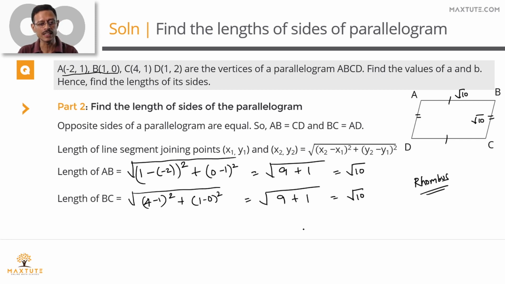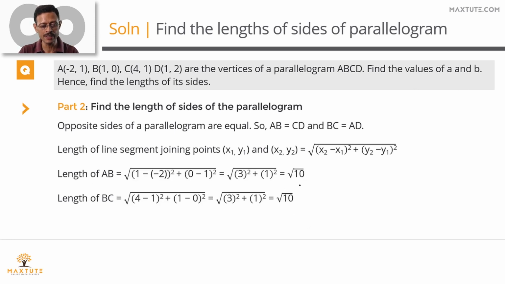Quickly summarize computing the length in a printed form. Measure of AB equals root 10. Measure of BC equals root 10. Because measure of AB equals measure of BC, this is the rhombus that we are talking about.